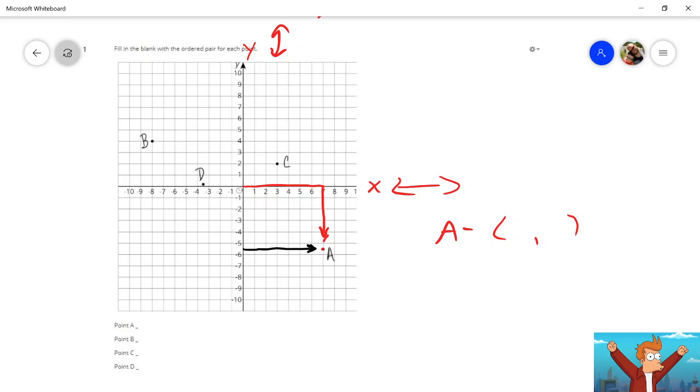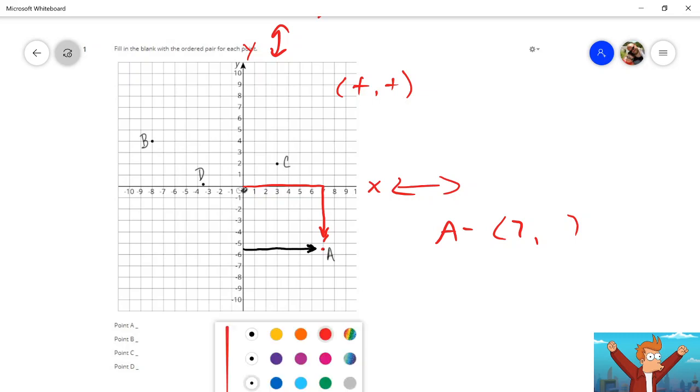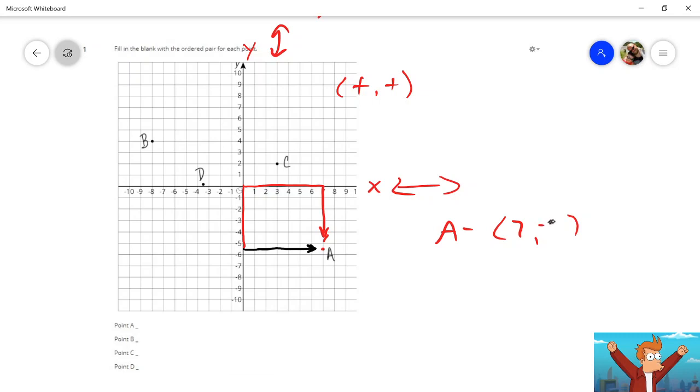So let's start with the x. The x is on the line. That's 7, because it's positive, positive in quadrant 1. Now the y, so we came down, over, so it is -5. So you could go -5.5, or you could go -5.5. Personally, I like -5.5. Okay, so that is what I would do for that one.